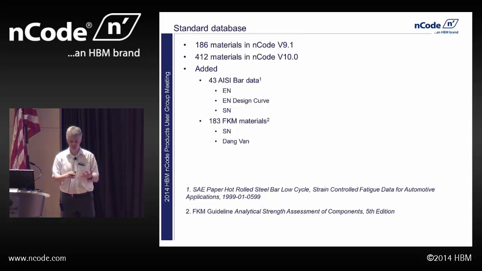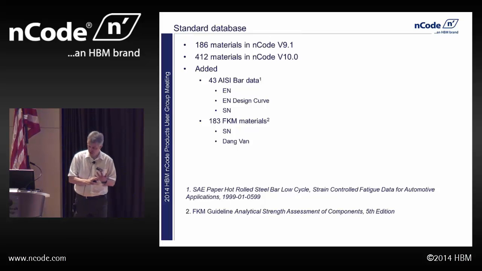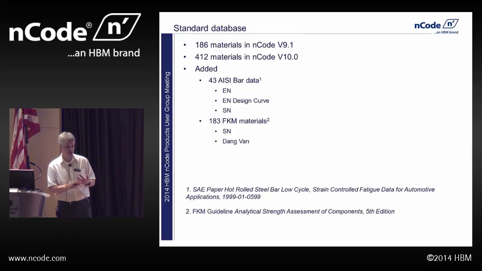That is a combination of 43 sets from the AISI, American Iron and Steel Institute material data set, where they published a set of material data, actually the actual fatigue results, and we've analysed those back with our own procedures and put the EN data in for that. And then also a series of data sets from the FKM handbook.